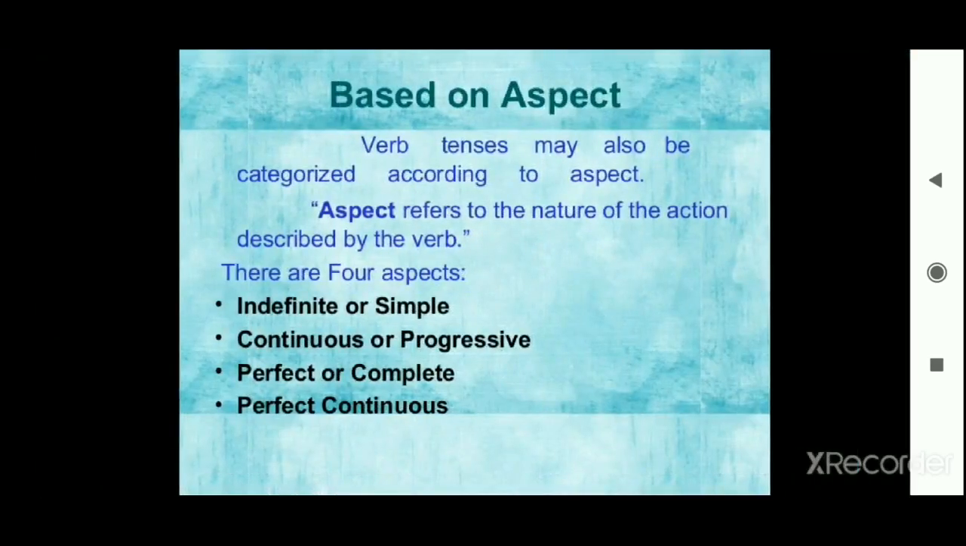Verb tenses based on aspect. Verb tenses may also be categorized according to aspect. Aspect refers to the nature of the action described by the verb. There are four aspects: indefinite or simple, continuous or progressive, perfect or complete, perfect continuous.